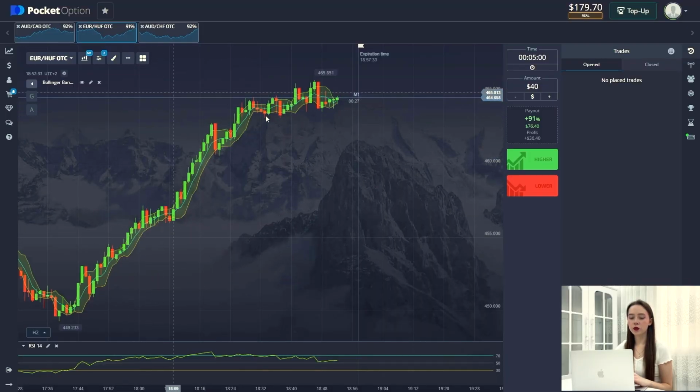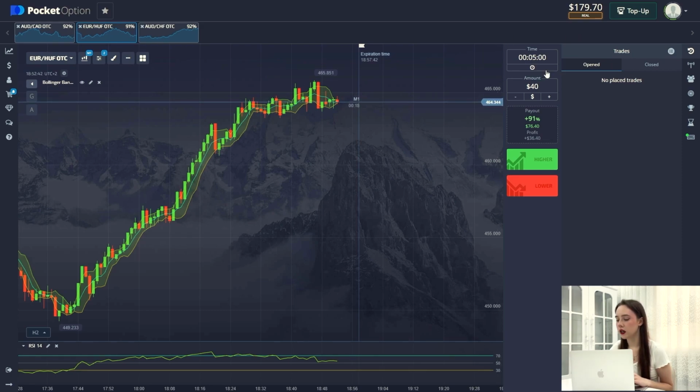So we are already on the broker's website and I have already selected currency pairs for today's trading. The starting balance for today is $179.70 and the time frame for the first trade will be 5 minutes and we will open a trade for $40. And let's move on to the first currency pair.